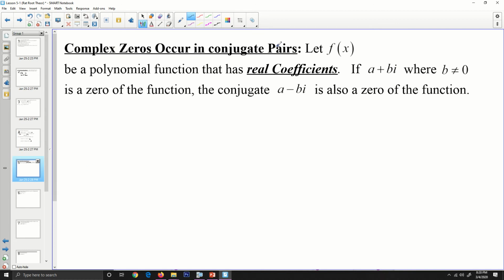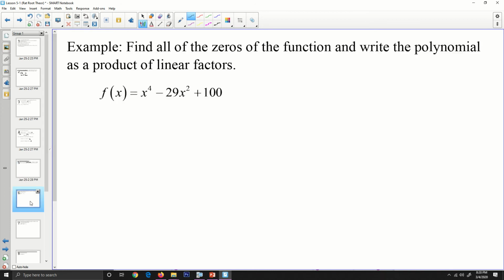Complex zeros occur in conjugate pairs. If you have a polynomial f of x that has only real coefficients, that means all of the coefficients are real numbers. They could be fractions, decimals, radicals, whatever, but they have to be real numbers. If a plus bi is a zero, then you must also have its conjugate as a zero. I will show you a situation where that happens, where you have complex conjugate pairs. I think we have two examples.